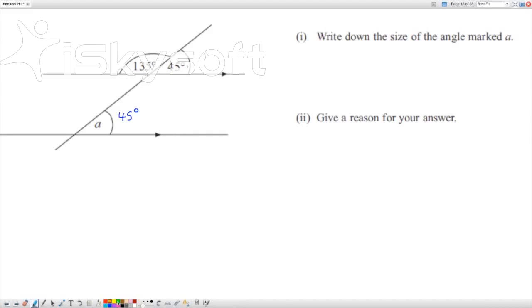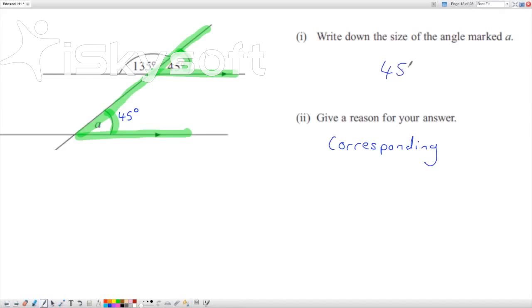We can see here that the shape we can make across the parallel lines is an F shape. And this tells us that this angle and this angle are equal. In mathematics, the reason we call these corresponding angles, and corresponding angles are equal. So the value for A is the same as the angle here, 45 degrees.